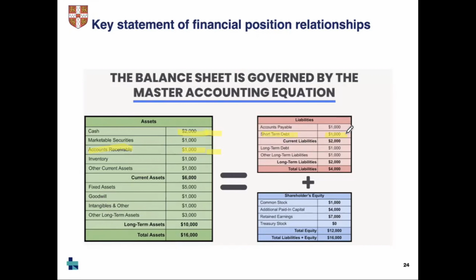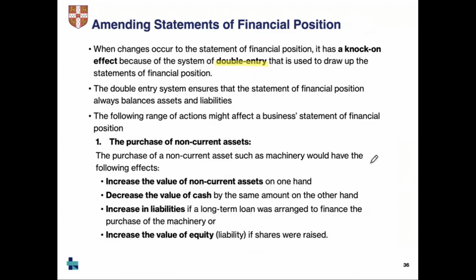If we pay this 1,000, this becomes zero and our cash will decrease from 2,000 to 1,000. All right, so there is a double effect. Because transactions are entered two times on the balance sheet, or the statement of financial position, it affects one thing and it will have an effect on another thing. All right, so let's get back to our point. The double entry system ensures that the statement of financial position always balances assets and liability. And I just gave you an example.